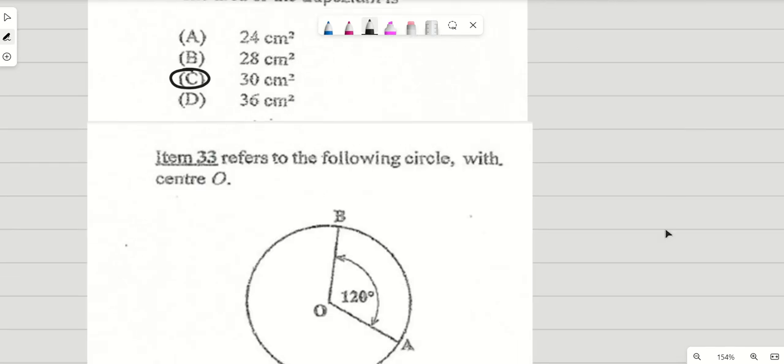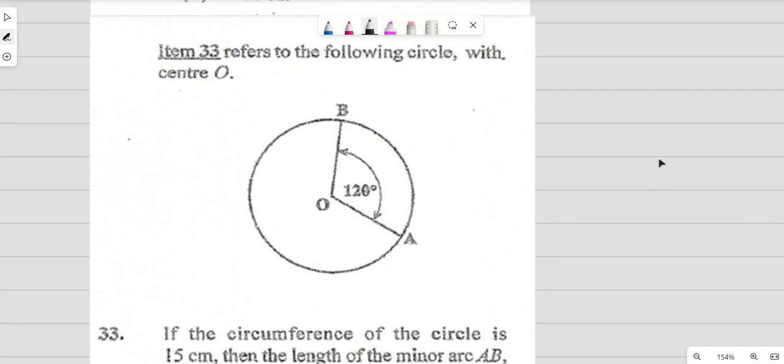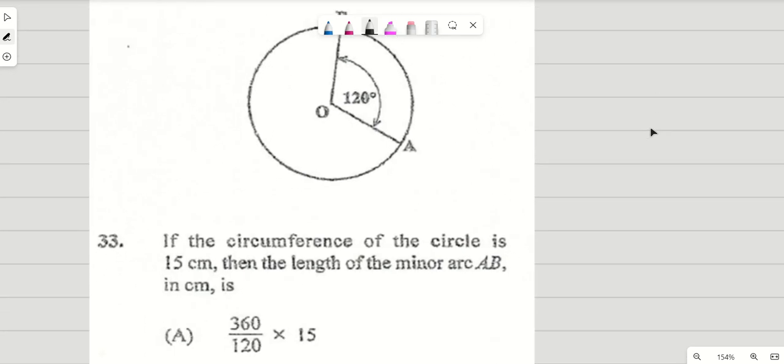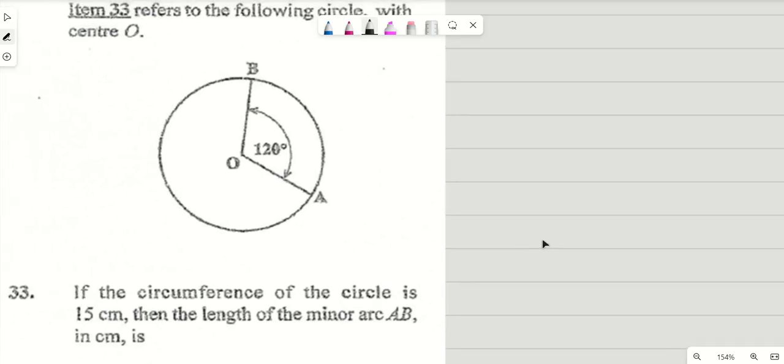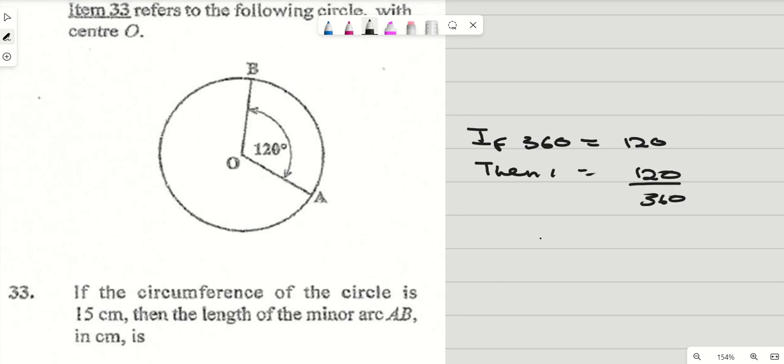Item 33 refers to the following circle with center O. If the circumference of the circle is 15, then the length of minor arc AB is what? So the arc AB. We know that the circumference of a circle is 360 degrees. So if 360 equals 120, then 1 would be 120 over 360. Then we want to find out what is 120.